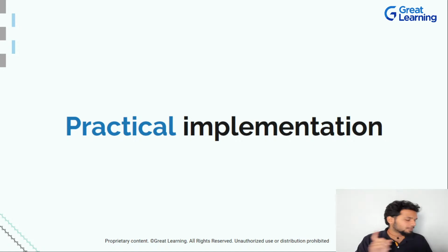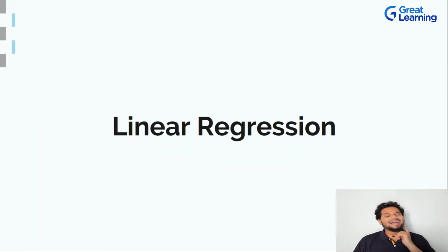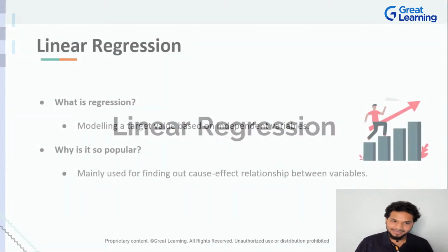Right? Okay guys, I'm going to pick up your questions, but let's quickly take a look at the practical implementation. Now, these examples that we're going to be taking a look at are two important case studies with respect to two algorithms. We're going to take up linear regression first, and then another algorithm called the KNN algorithm. At first, let's start with linear regression.